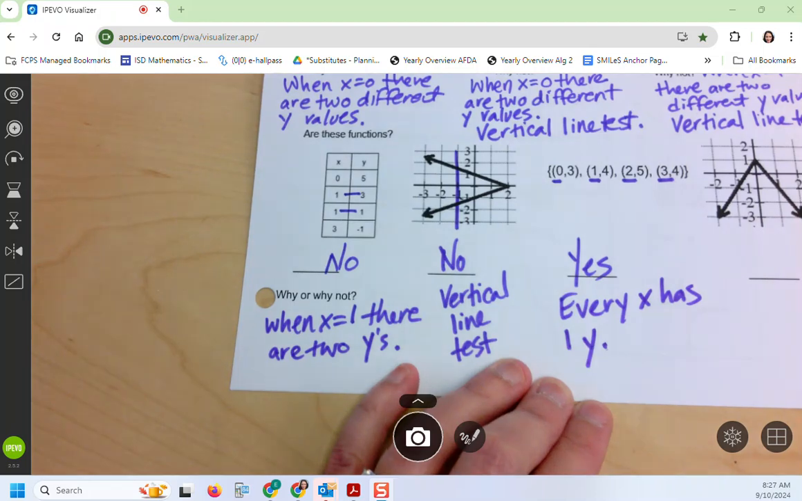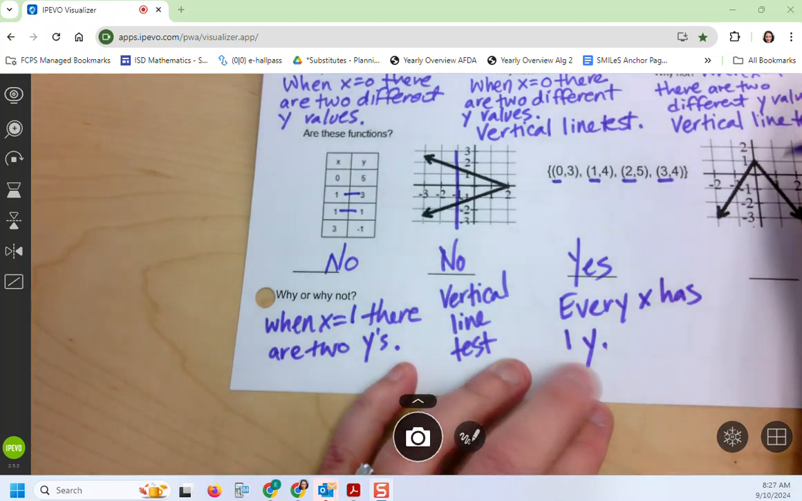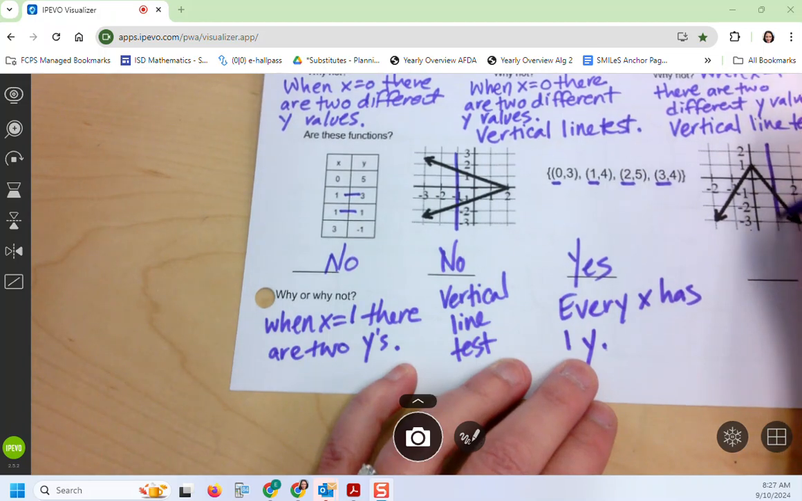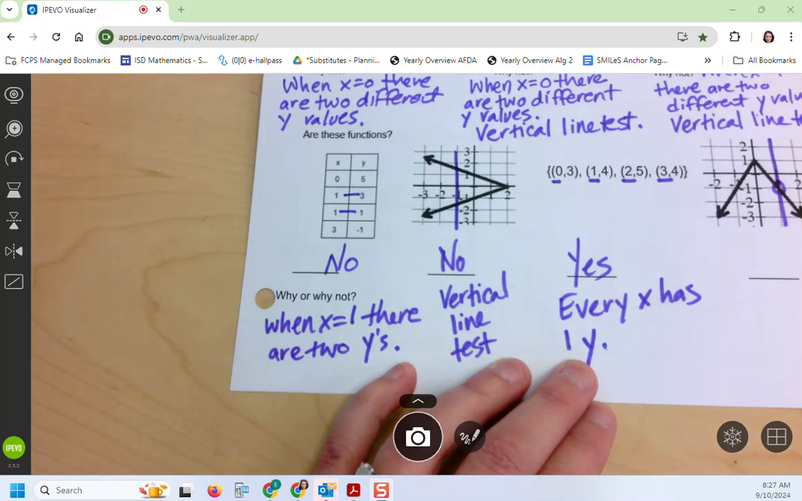Okay, and the last one, yes or no? Yes, good. It passes the vertical line test. When I draw my vertical line, it only crosses the graph 1 time, right there.